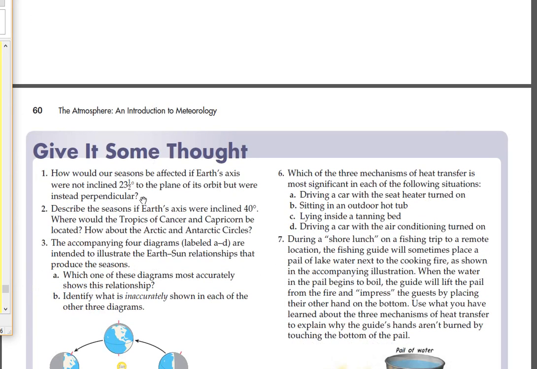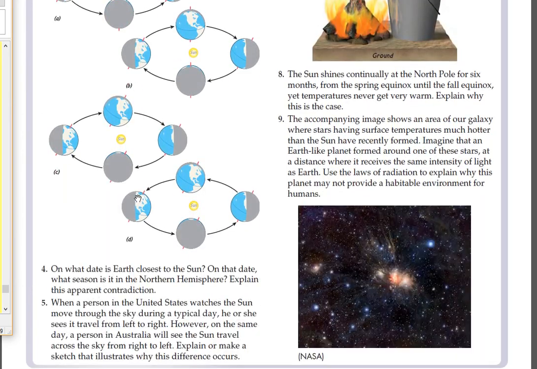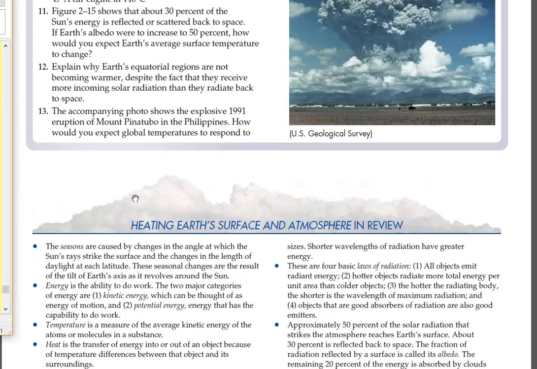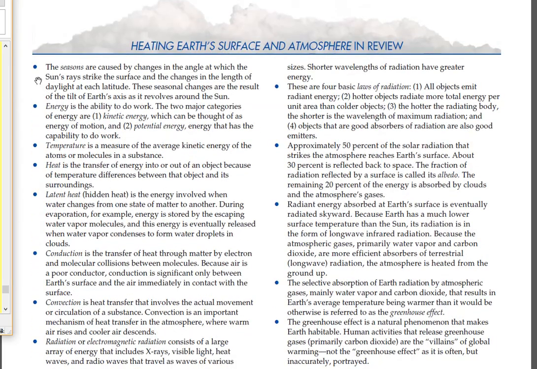Heating Earth's surface and atmosphere in review. The seasons are caused by changes in the angle at which the sun's rays strike the surface and the changes in the length of daylight at each latitude. These seasonal changes are the result of the tilt of Earth's axis as it revolves around the sun.